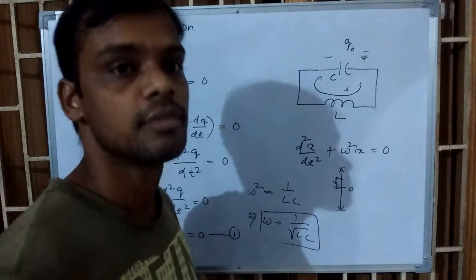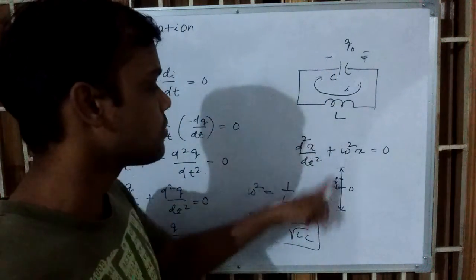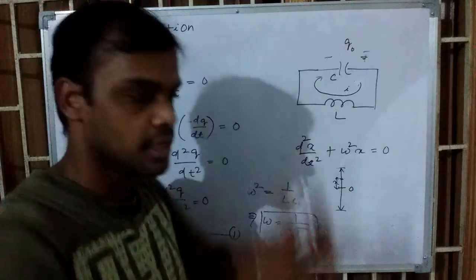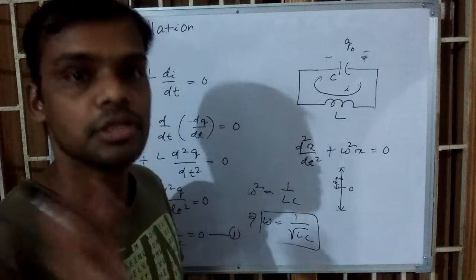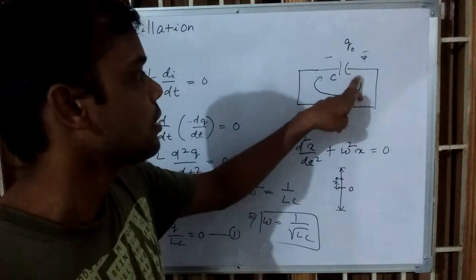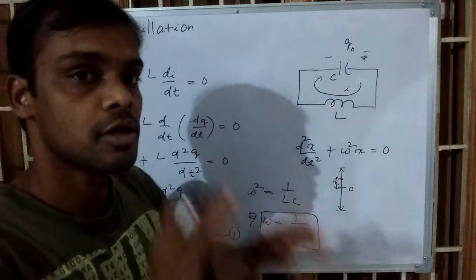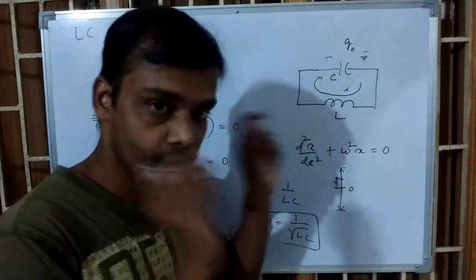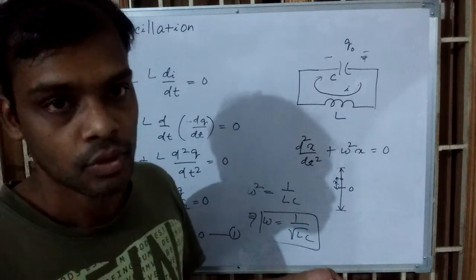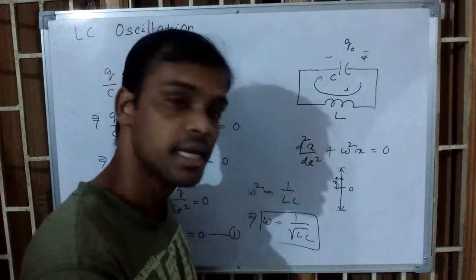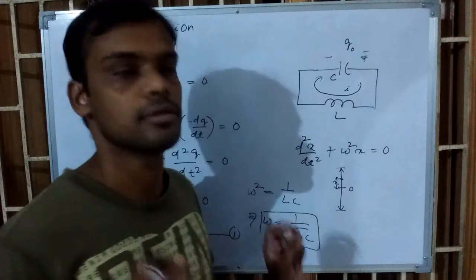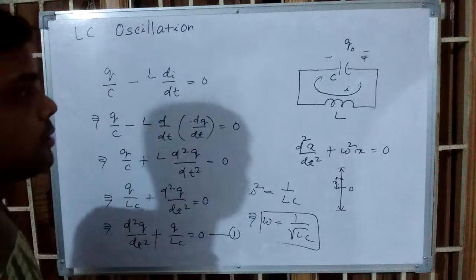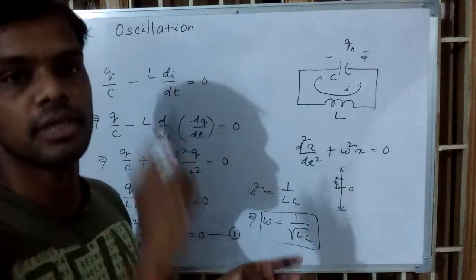That's why this is called simple harmonic motion. In simple harmonic motion, the particle is moving up and down like this. Here also the charge is increasing, decreasing, increasing, decreasing through a zero value. Because in between, you can see the capacitor loses all its charge. That means at that particular instant, the charge value is 0. Okay. Increasing, comes to 0, again decreasing, comes to 0, again increasing, like this. That's why this is called LC oscillation. Okay. Since the current is moving in both directions continuously.